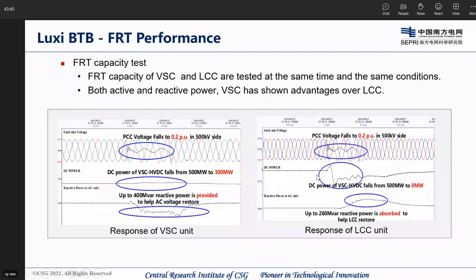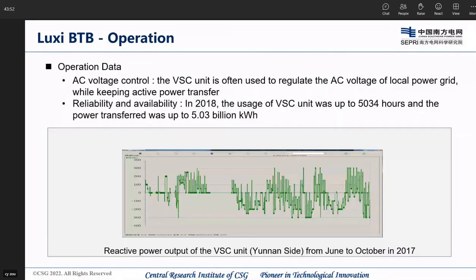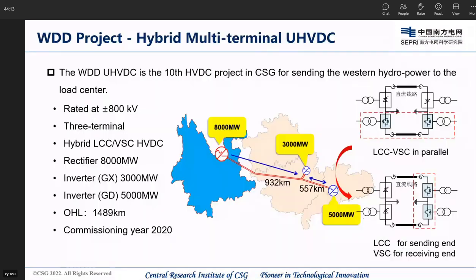This is the operation data of VSC HVDC. The VSC unit is often used to regulate the AC voltage of the power grid while keeping active power transfer, because it has the capability of generating reactive power. Furthermore, just in the second year after completion, the usage of the VSC unit was up to 34 hours. This is a very high level. This is all for the VSC HVDC project.